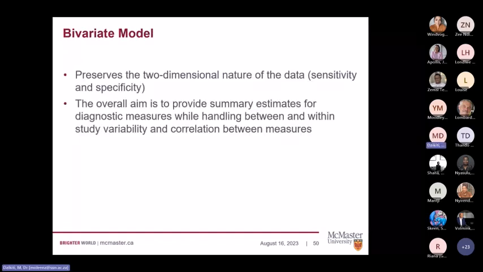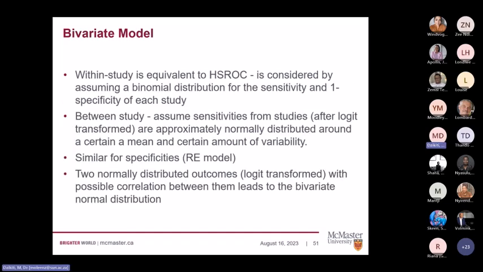The next is the bivariate model. And this is a method that keeps the two-dimensional nature of the data, the sensitivity and specificity, and it allows for the correlation between them and the between study correlation. So again, the within study is considered assuming a binomial distribution for sensitivity and one minus specificity. Now, the between study, it assumes the sensitivities from the study and the one minus specificities from the study are normally distributed around a certain mean and variability.